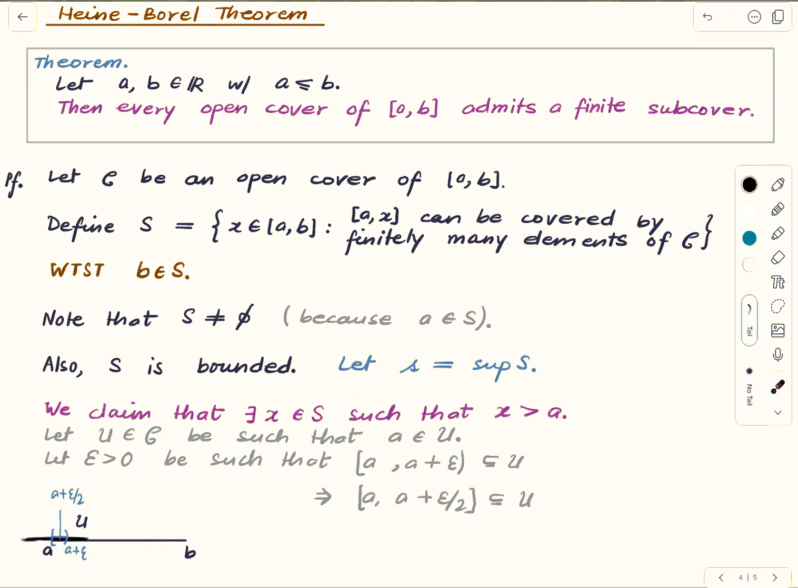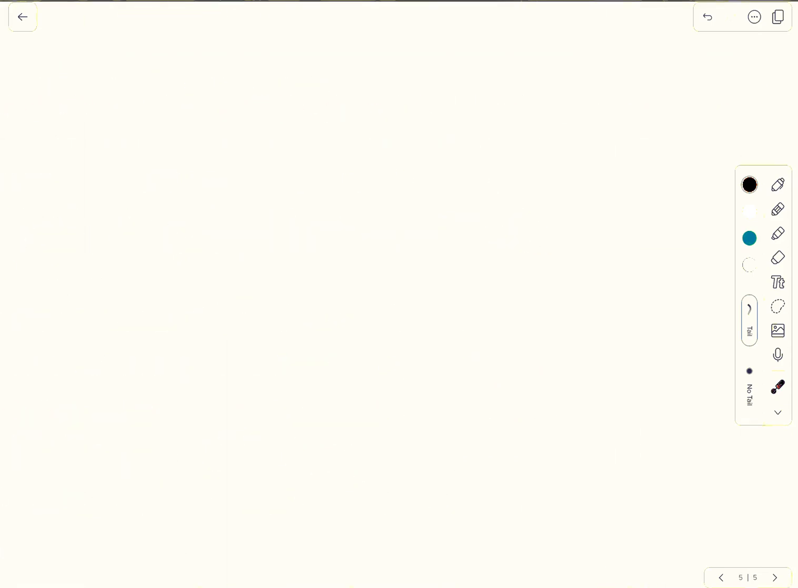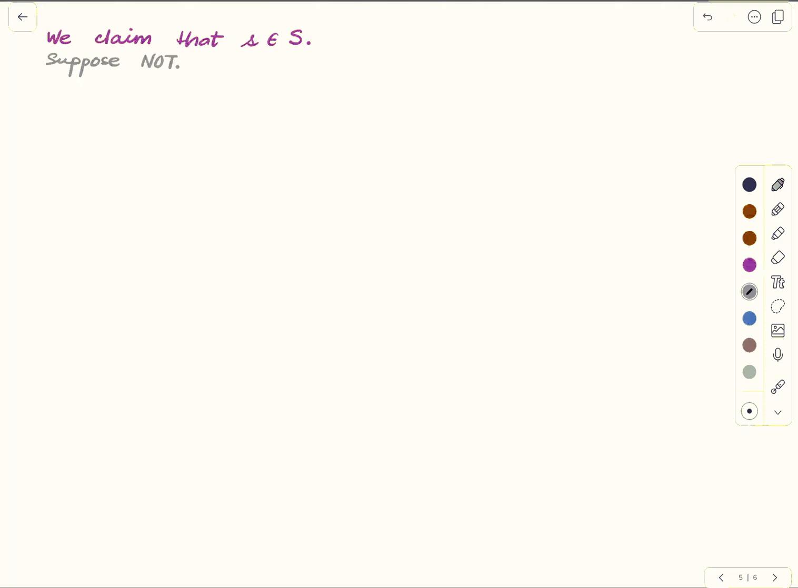Okay. And now our next claim is, we claim that our supremum that we defined, little s, is also in capital S. Little s was defined as the supremum of S, but we claim that it is actually lying in S. Okay, so why is this? Suppose not. We will go by contradiction. All right.